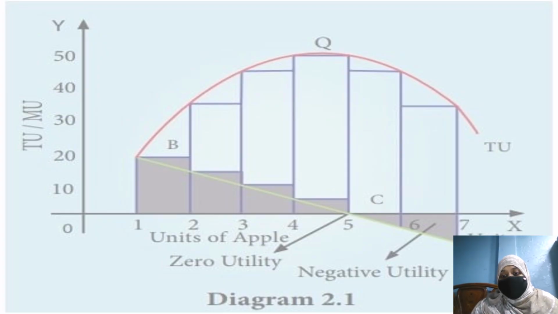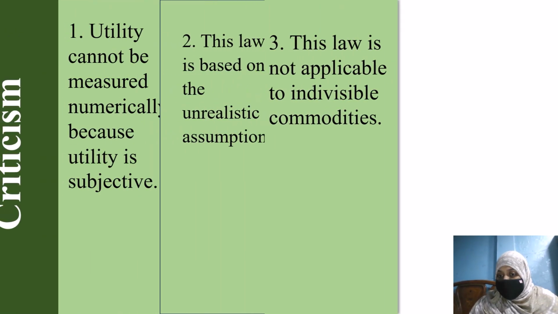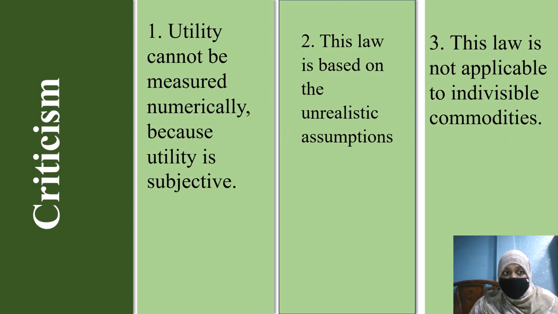So as every law has its assumptions, its criticism is also there. So we are going to see the criticisms of the law of diminishing marginal utility. The first criticism is that utility cannot be measured. We cannot say that one person having one apple may get a satisfaction of 10, while another may get 5. So utility is subjective. It is not equal for all. So we cannot measure it.